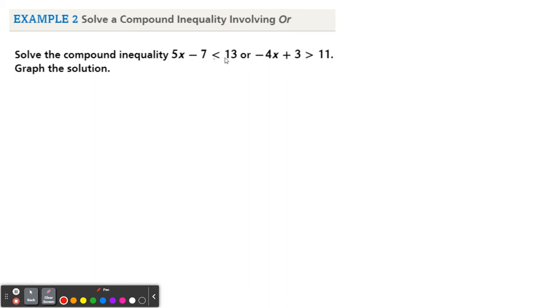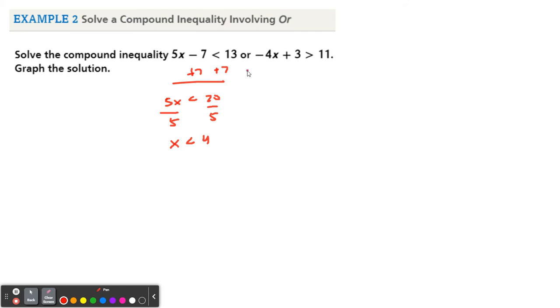5x minus 7 is less than 13. What's happening to the x? Being multiplied by 5, being subtracted by 7. So let's add 7 to both sides. 5x is less than 20. And let's divide by 5 on both sides. X is less than 4. Very good. So that's that part.